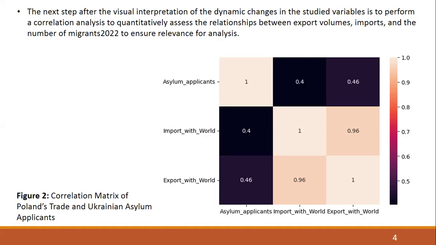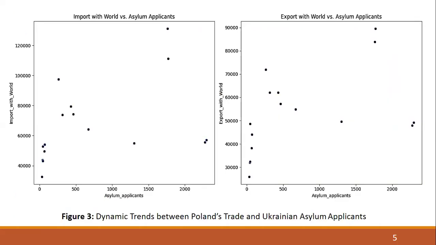These results highlight the need for a more in-depth analysis, as traditional correlation methods may not uncover complex nonlinear relationships. This justifies the use of machine learning methods, which can detect and model such nonlinear dependencies and provide more detailed insights into the impact of migration processes on economic indicators.